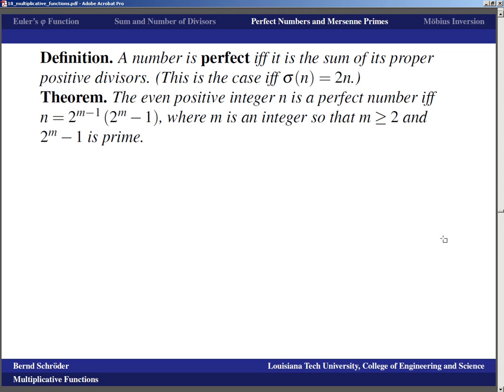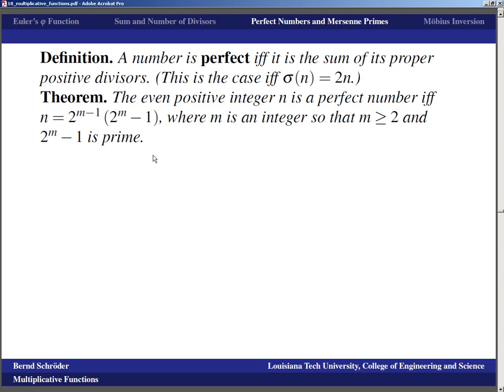And so now there is a theorem, and the theorem says that an even positive integer n is a perfect number if and only if it is 2^(m-1) times (2^m - 1). Verbally that doesn't sound different, but in the first one the m minus 1 is in the exponent, right? Where m is an integer greater than or equal to 2, because we have to make sure it's even, and we have to make sure that 2^m - 1 is prime.